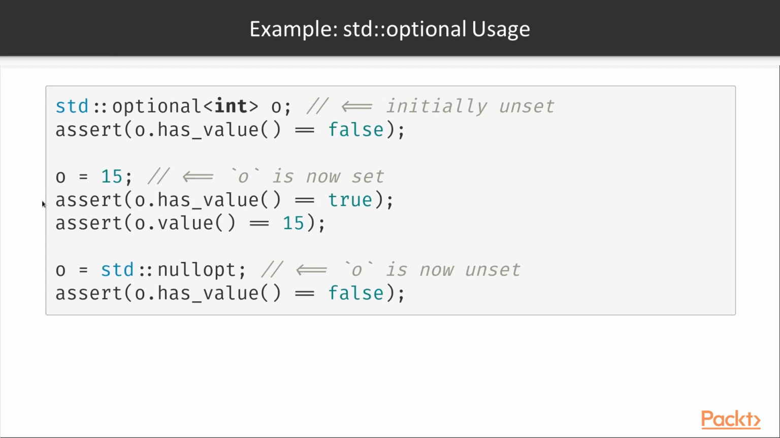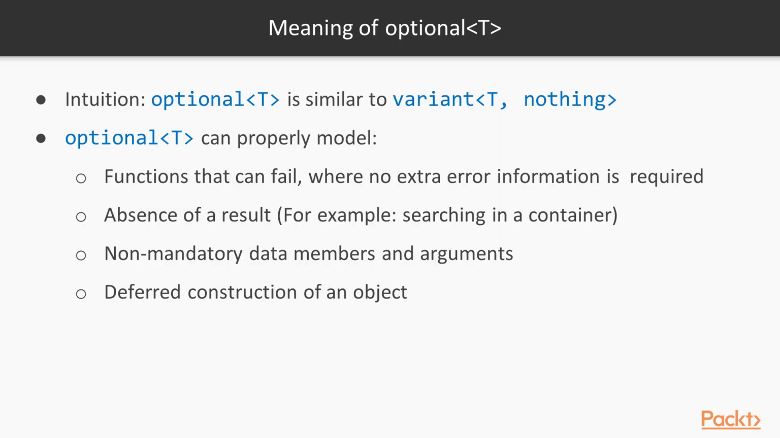We can then assert that the value of the optional is present and that the value is 15. Finally, if we want to make the optional empty again, we have a few options. In this case, I'm using assignment with the special std::nullopt object, which represents an empty optional, which makes the optional empty again, and we can assert that by checking that hasValue is equal to false.